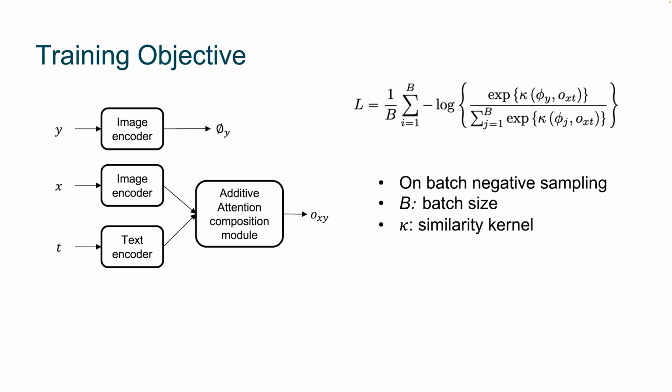Our training objective is to push the modified image representation and the target image representation closer while pulling apart the representations of dissimilar images. The batch-based classification loss is used to train this model.